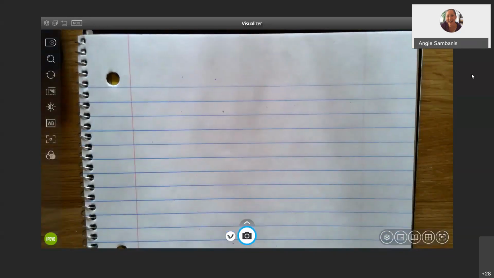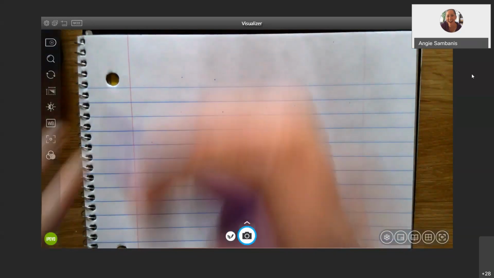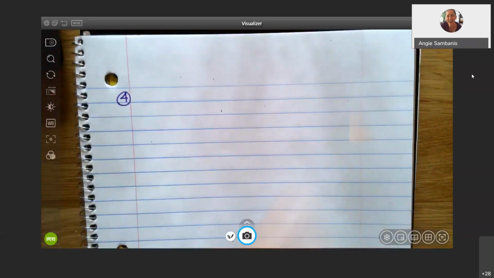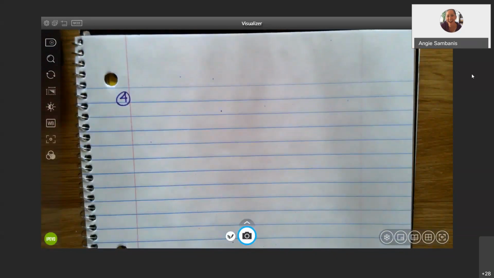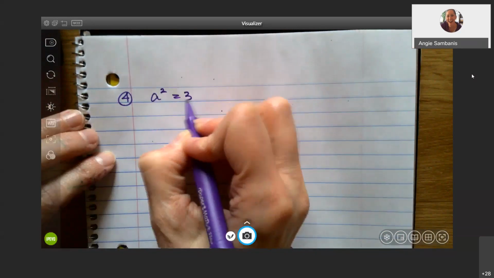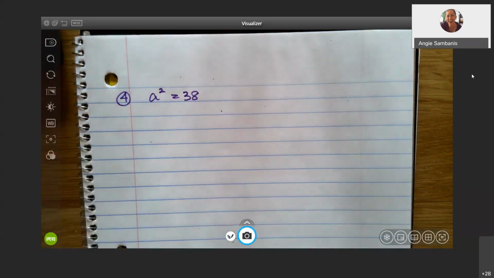All right, so continuing on, this is just going to keep getting more complex. We're just going to keep layering it as we go through. So here, a squared equals 38. This is still in our pretty simplest form in terms of the types of problems. So same thing, 38 is not a perfect square. We're going to have to use our calculator.